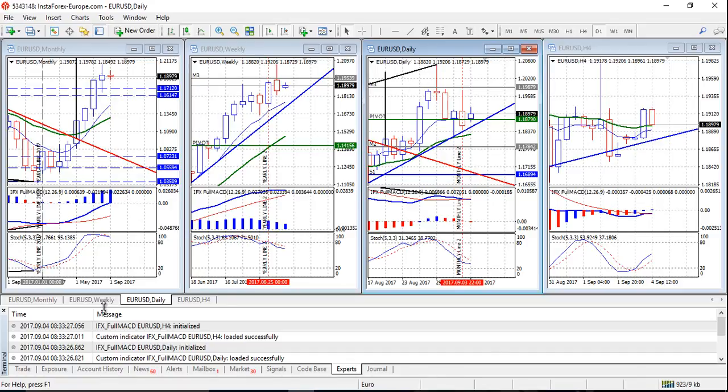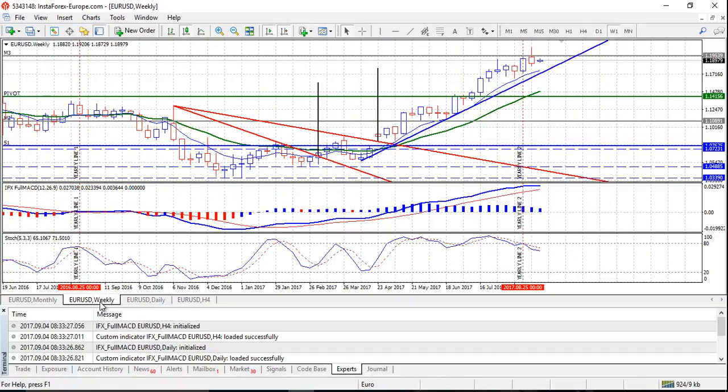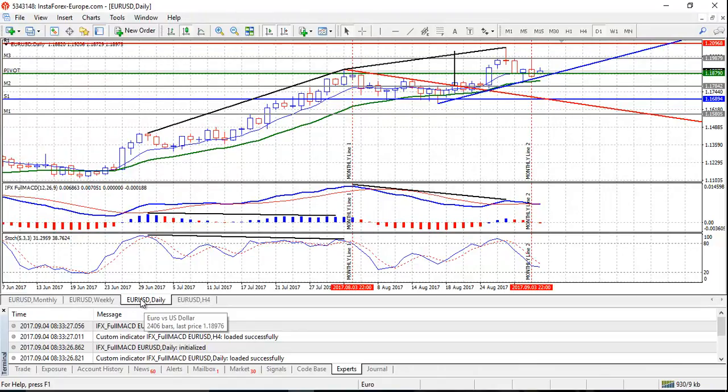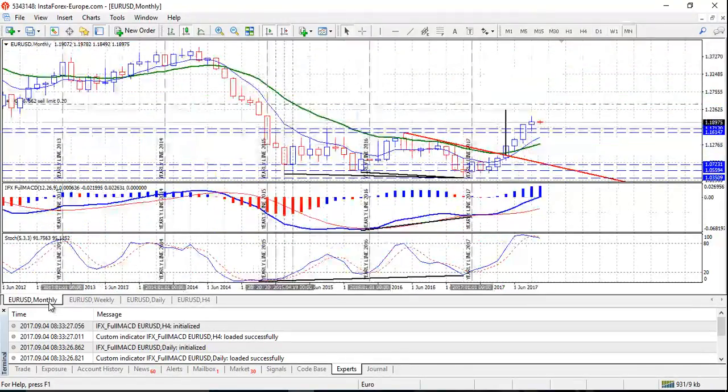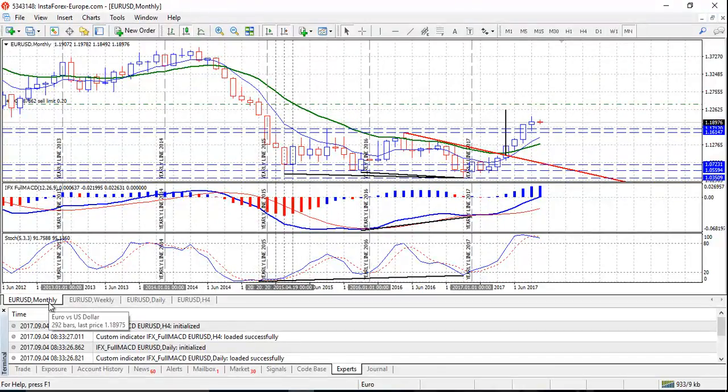So let me go back to the weekly. This is where I spend most of the time, because as a rule of thumb, you should not trade against the trend on the weekly charts or the daily charts, and also the monthly chart. Let me just quickly give a preview of what these charts are all about.